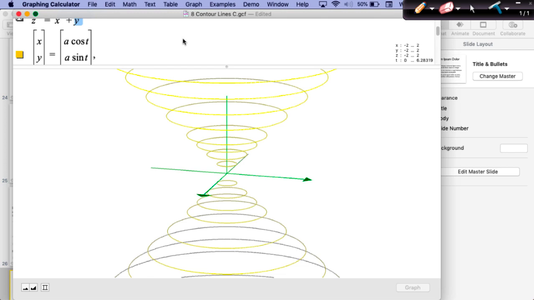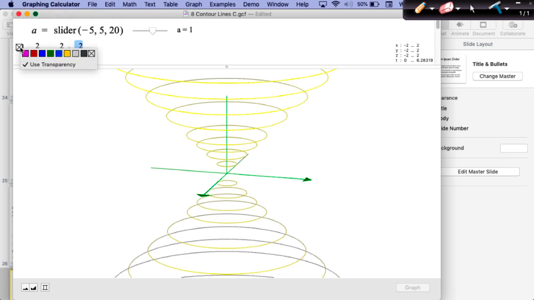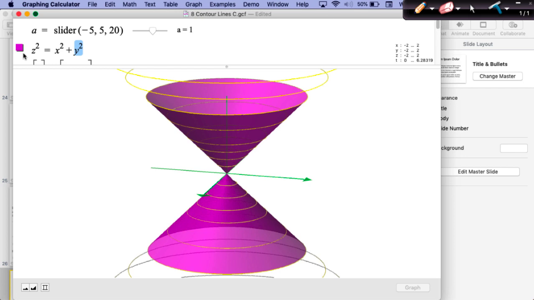So this is a double cone, right? It's like a paraboloid in that your z traces or your level curves are circles, but now they increase linearly. The radius increases linearly, so you get straight sides, not paraboloids anymore. And you get the one below too, because your negative z values still give you a valid circle. So this is called a double cone.